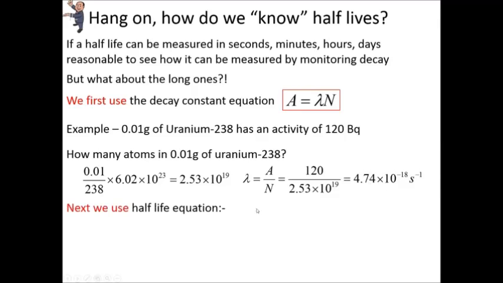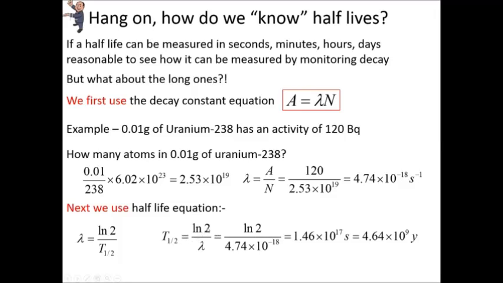Now we've got that, we can use the half-life equation, that lambda equals log 2 over t half. I've just rearranged it, so t half equals log 2 over lambda. So the natural log of 2, divided by 4.74 times 10 to the minus 18 that we've just worked out, and we get the half-life to be 1.46 times 10 to the 17 seconds. Just to make this number a little bit more reasonable, or so you can understand it, that's 4.64 times 10 to the 9 years. So we are now in billions of years, and the half-life of uranium is actually about 4.5 billion years.